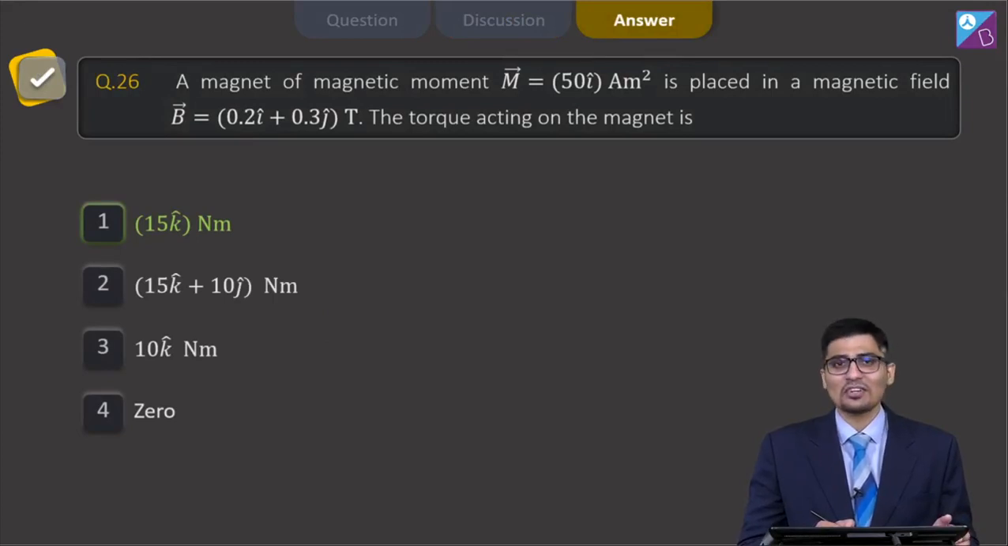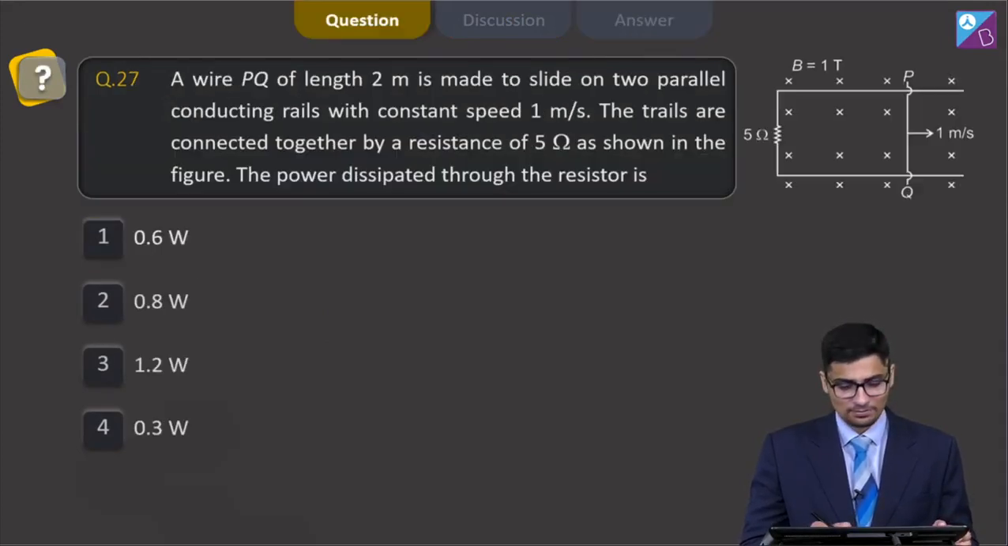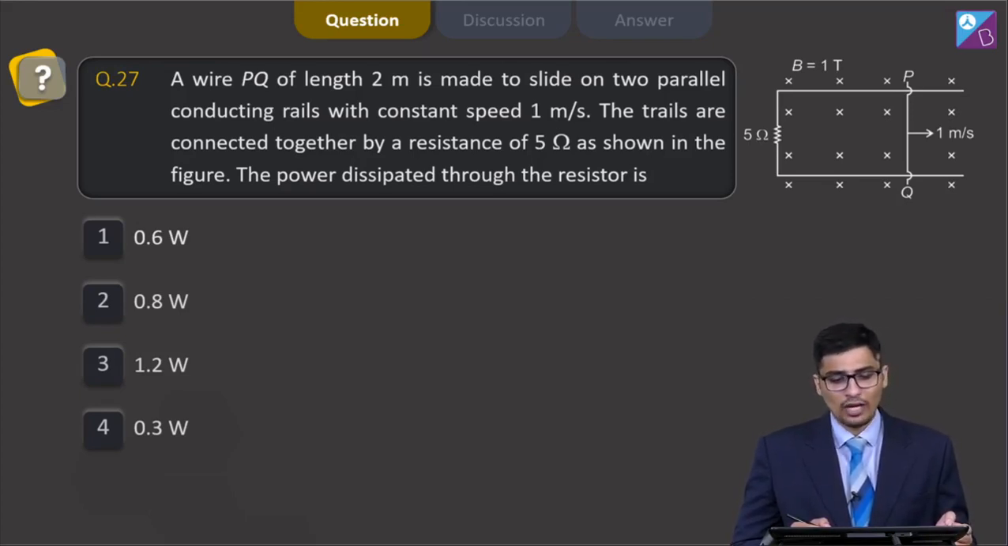Now let us proceed and solve question number 27. Question 27 says a wire PQ of length 2 meter is made to slide on two parallel conducting rails with constant speed 1 meter per second. The rails are connected together by a resistance of 5 ohms as shown in the figure. So the figure is given in front of us. The power dissipated through the resistor is, and there are four options: 0.6 watt, 0.8 watt, 1.2 watt or 0.3 watt.